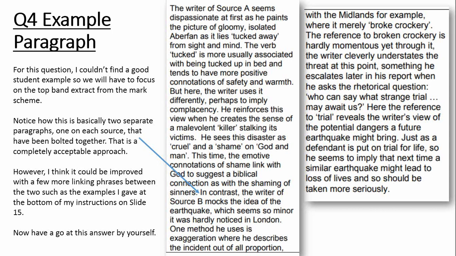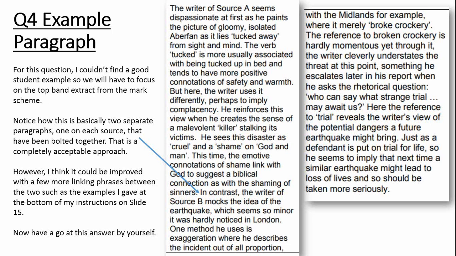And of course, in any text in the exam, they will always be chosen with an eye to there being changes. No text will simply write about one thing in a uniform mood for all its time. There are going to be changes, falters, differences, increases, decreases, diminuendos, crescendos. There are going to be effects that you can identify. Anyway, to continue with the rest of this text, here the reference to trial reveals the writer's view of the potential dangers a future earthquake might bring. Just as the defendant is put on trial for life, so he seems to imply that next time a similar earthquake might lead to loss of lives and such should be taken more seriously.